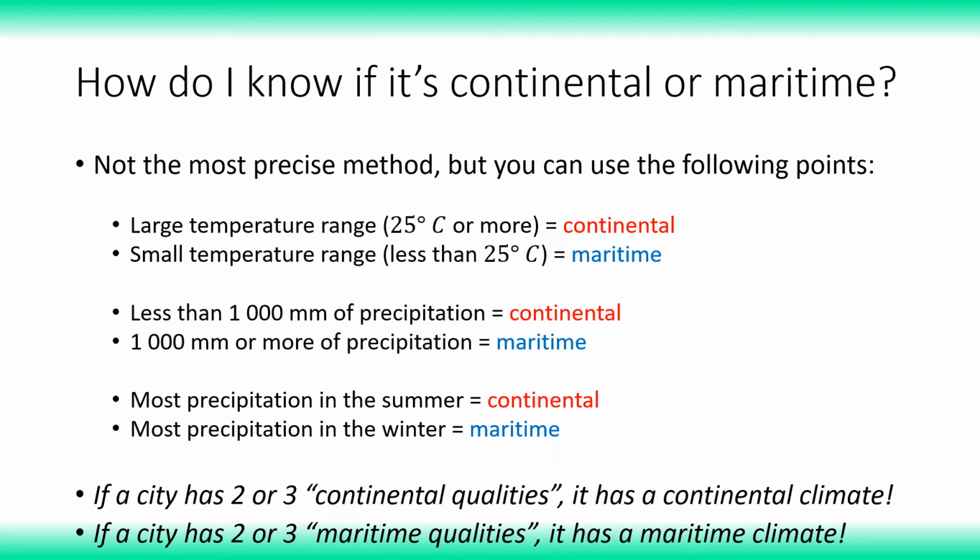Okay, so how do you know by looking at a climate graph if it's got a continental climate or a maritime climate? I found this while I was doing some reading about this online, and I don't know if this is necessarily the most precise method that you could use to determine the climate, but it's good enough for our purposes. So basically what happens with the climate graph is you've got your axes like this.